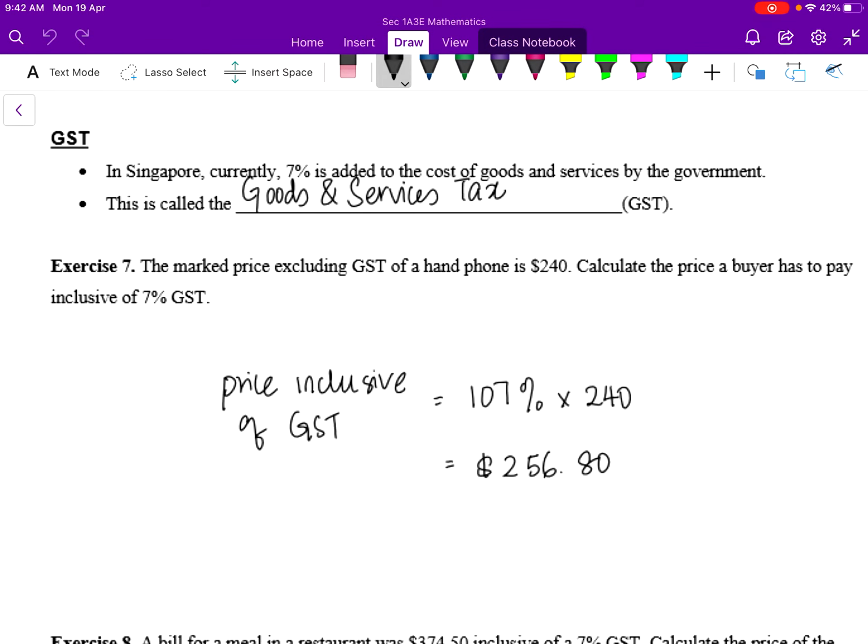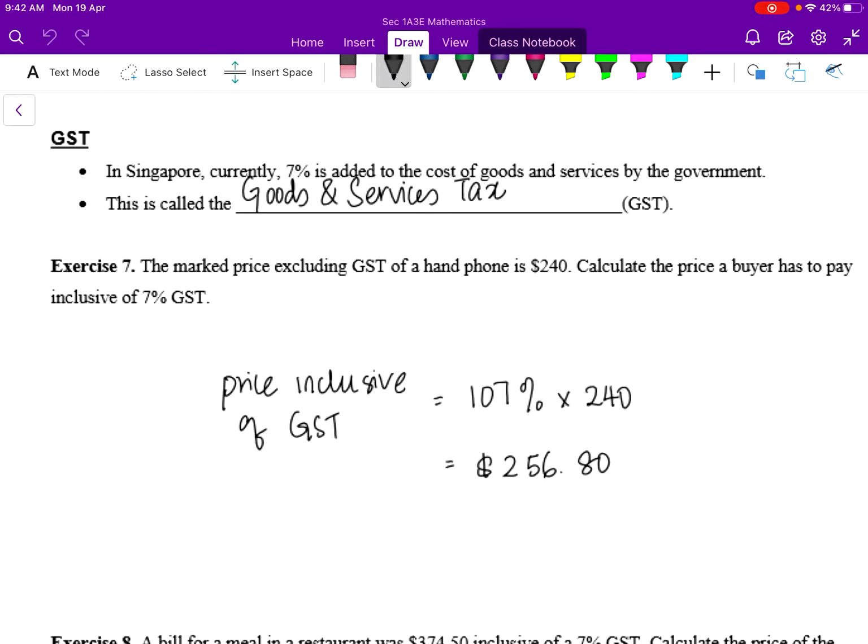Next, GST. How much is the current GST in Singapore? 9? No, 7. For now, 7. Soon to come, 9%. Okay, next page ready, GST.